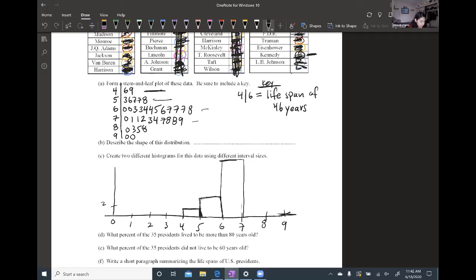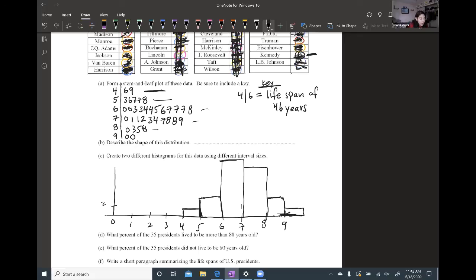Here we have 1, 2, 3, 4, 5, 6, 7, 8, 9, 10 values. So it's gonna be a little shorter than the other one. 8 to 9, we have 4 values. So maybe like here. And then the last one, we have 2 values, which is short like that.